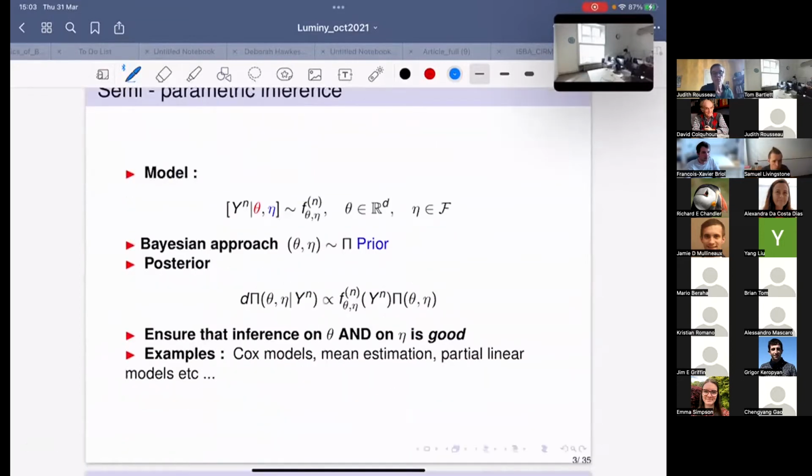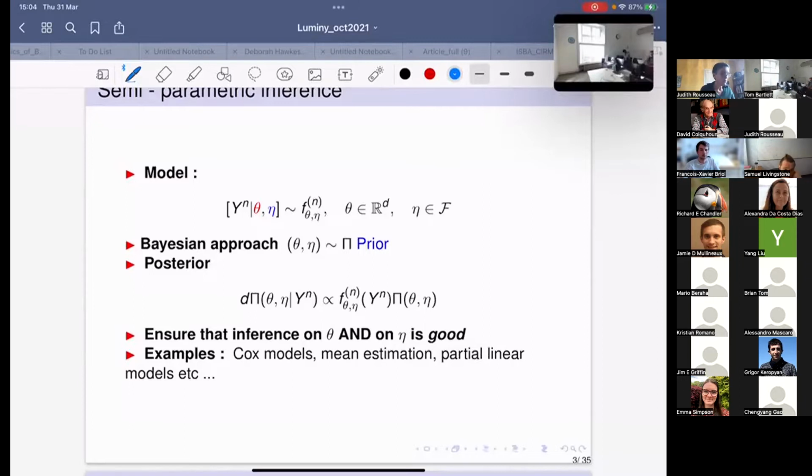So semi-parametric inference, just notations really. You have some data, Y, and I index them by n because I'll be looking at asymptotic properties. So n can be seen as a sample size. And some semi-parametric model. So you have theta, which might be the parameter of interest and which is going to be finite dimensional, and eta, which will be the nuisance parameter or not. It can also be a parameter of interest, and it's infinite dimensional, typically functions.